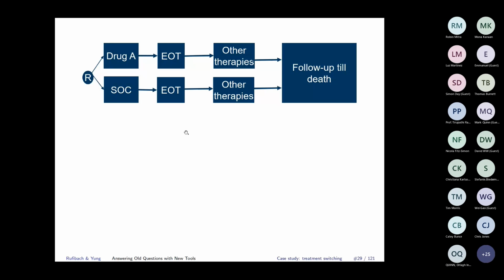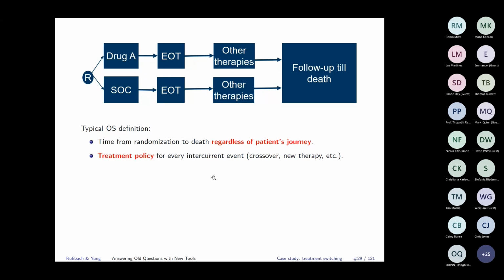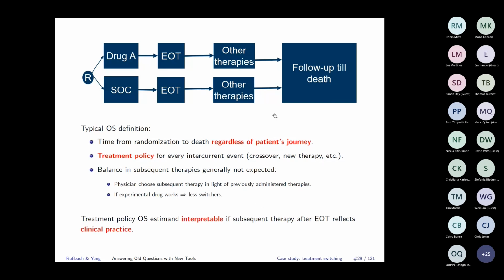If you have this situation, so you randomize 2 treatment strategies, you have end of therapy, and then patients get some other therapies later, and you follow them up till death. The typical OS definition is just time from randomization to death, regardless of the journey of the patient. You use a treatment policy for every intercurrent event. So if patients cross over from one therapy to the other, get some new therapy, etc. If this reflects clinical practice, what's happening here after end of therapy, then this is approximately interpretable, because that's what patients would get anyway in the real world.